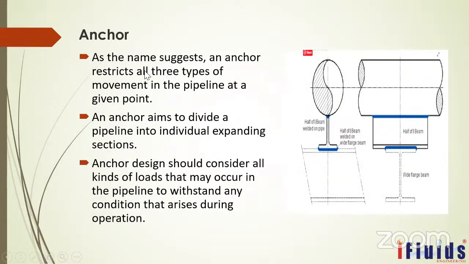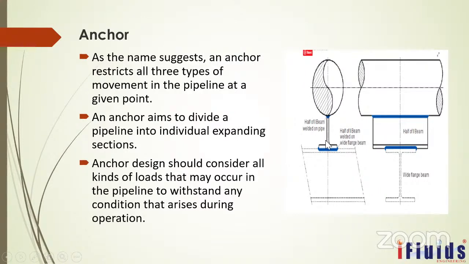And then the final one is the anchor support. The name itself is telling us we will anchor the pipeline. Here also we will weld it with the pipe, and at the bottom we will also weld it. As the name suggests, an anchor restricts all three types of movement in a pipeline at a given point. So in three dimensions, we will not allow the pipe to move.